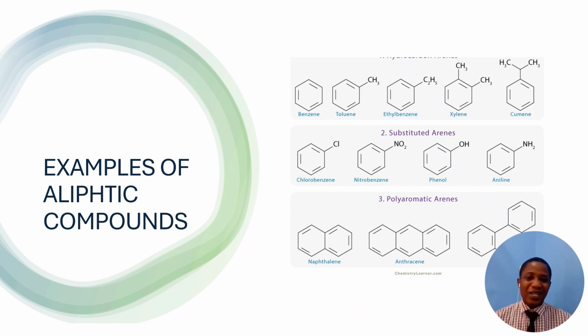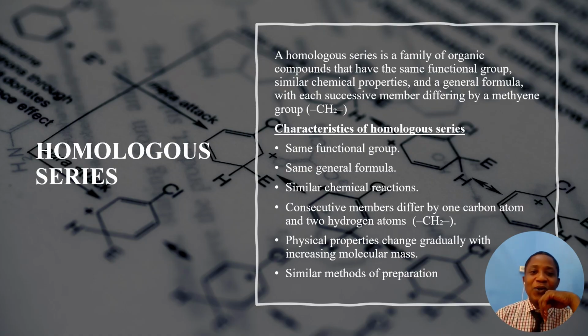Now let's look at this one. After looking at the different organic compounds and different forms that we have, I think there is a need to now talk about a family name for all of them. But before we talk about that family name, there is a particular terminology that defines how we can classify. Let's look at it. That is homologous series.